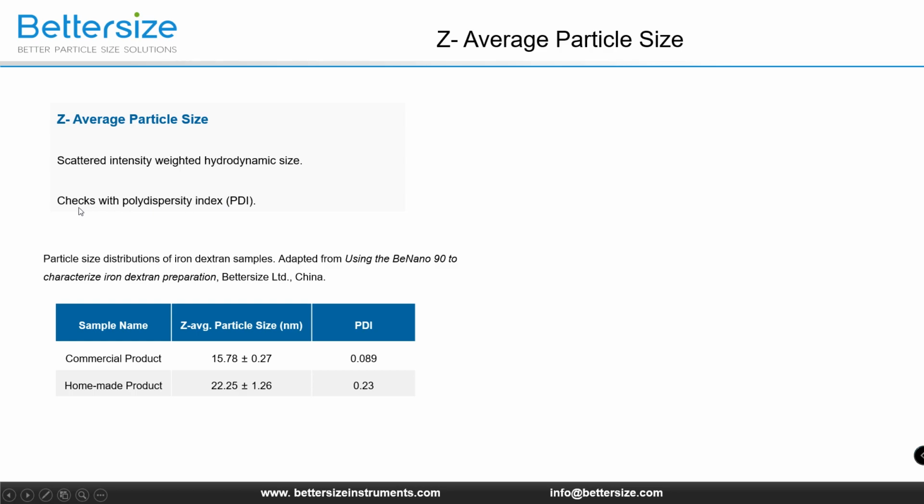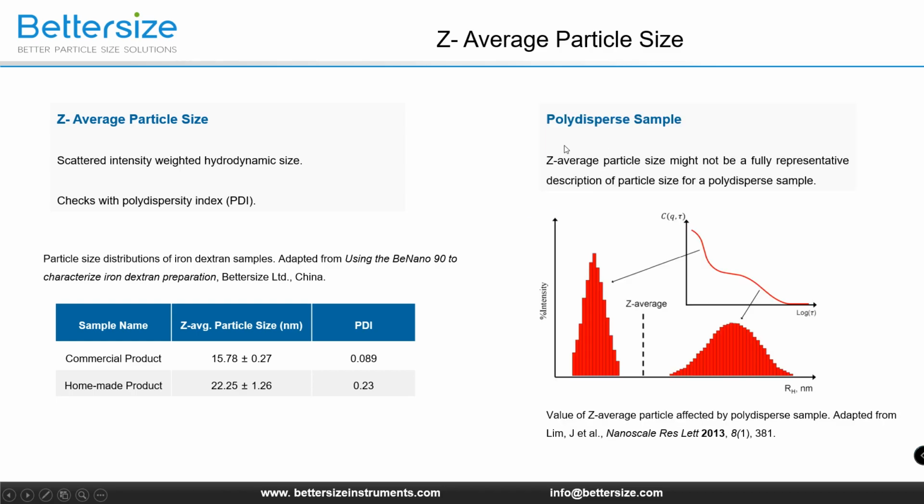The Z-average particle size validity should be checked with the polydispersity index, or PDI. As shown in the table, a sample results report of particle size from DLS includes a Z-average particle size with uncertainty and the PDI value corresponding to that Z-average particle size. If the value of PDI is large, indicating that the samples are possibly polydispersed, then the Z-average particle size is not a fully representative description of the given sample.